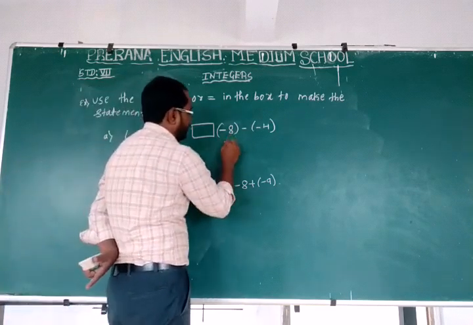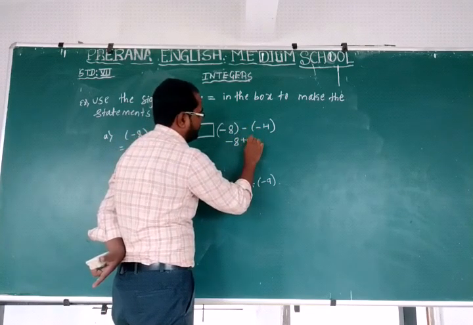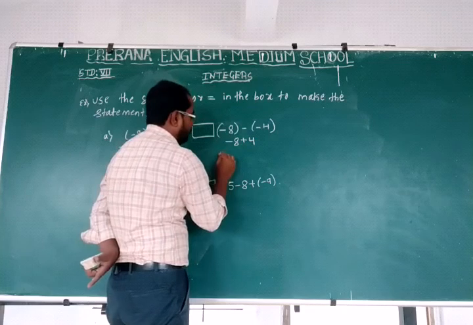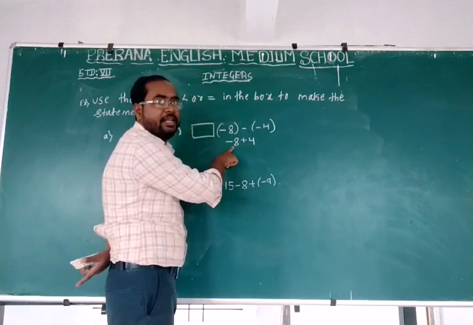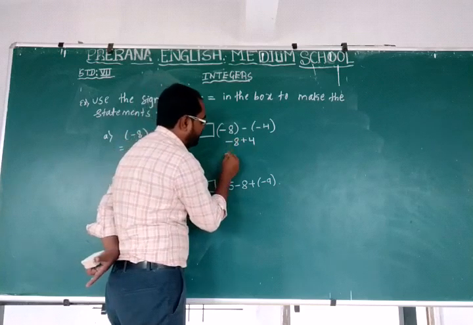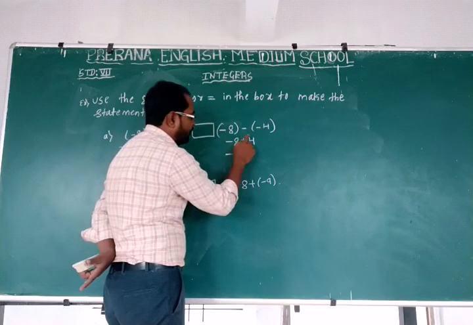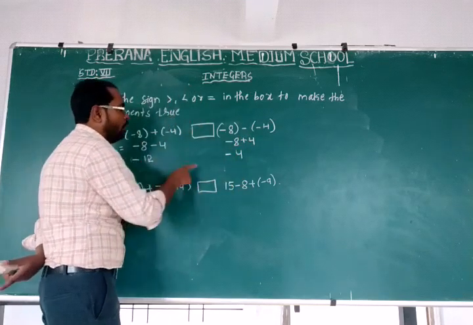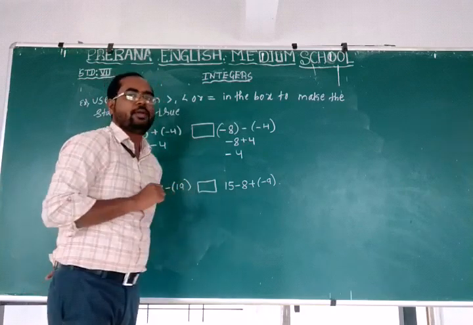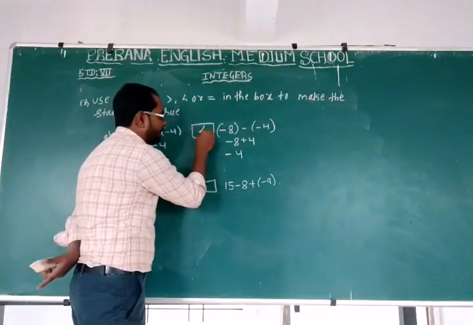So here check it. Minus 8 right as it is. Minus into minus will be plus 4. So one is minus 8 and one is plus 4. Which is greater here? 8 is greater. 8 has a minus sign. So write minus sign. So now take that. 8 minus 4 will be minus 4. So which one is greater here? Minus 12 or minus 4? See here. Minus 4 will be greater. This side will be greater.